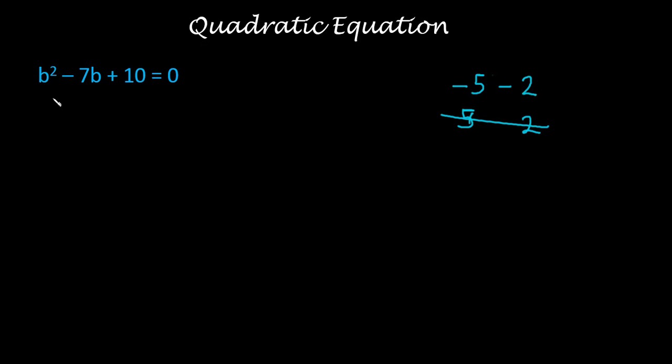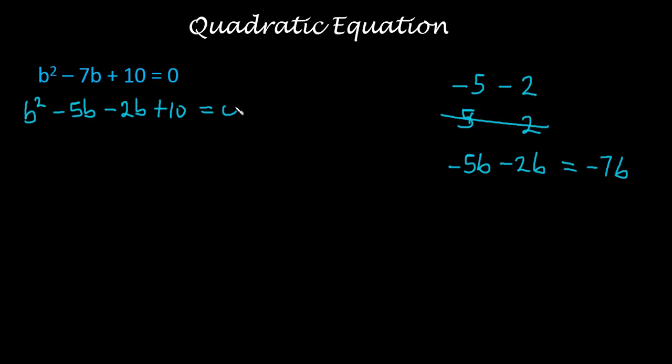So let's proceed. We have minus 5b minus 2b equal to minus 7b. So instead of writing minus 7b here, we are going to write minus 5b and minus 2b. So we say b squared minus 5b minus 2b plus 10 is equal to 0. So we put our bracket there.